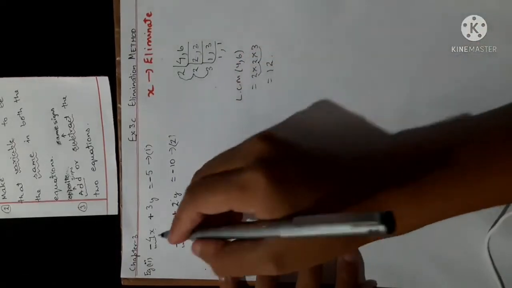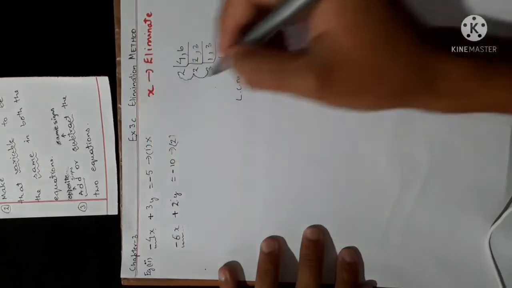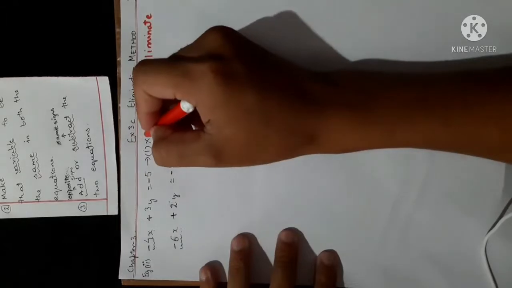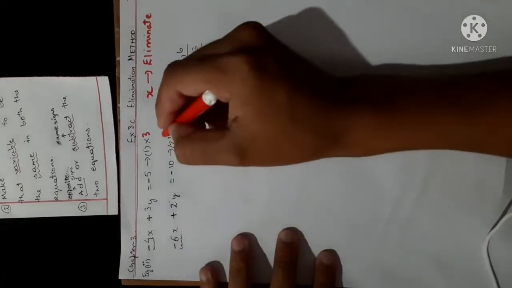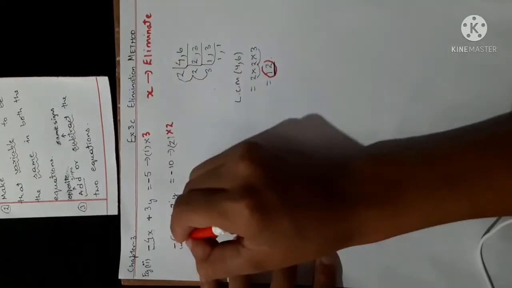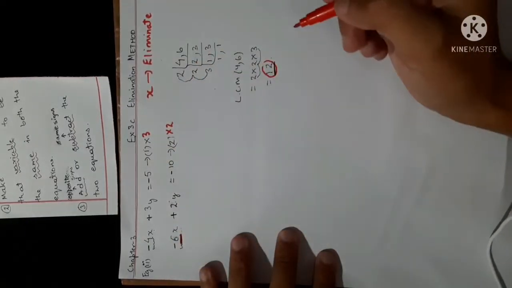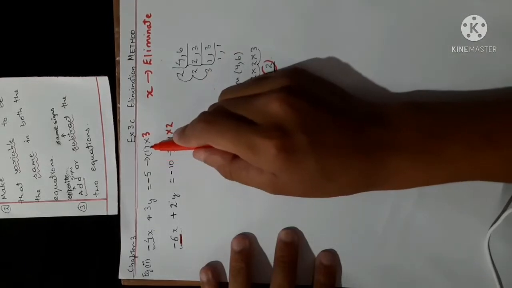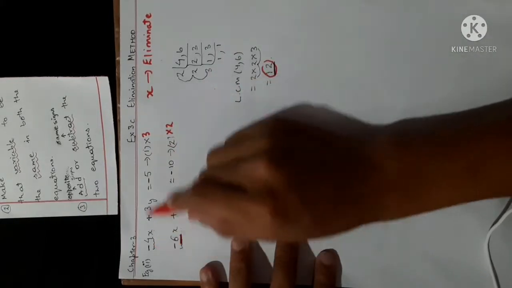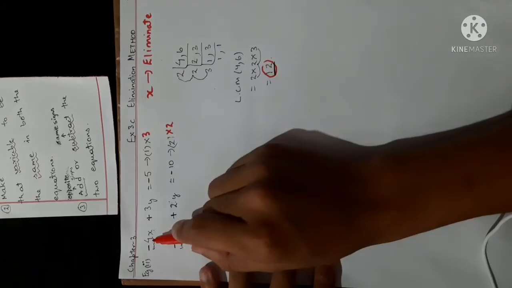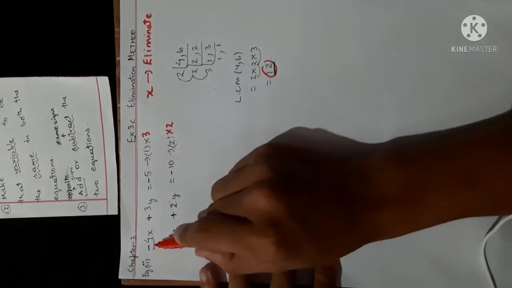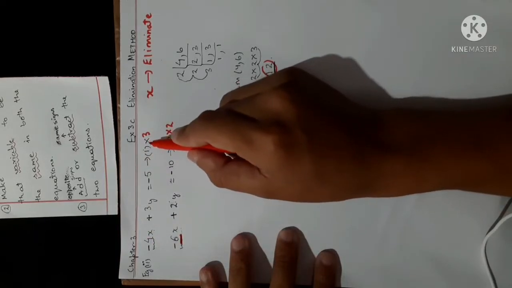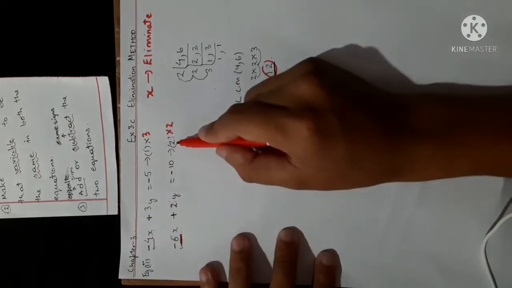Okay, so how do we do that? 4 multiply how much will we get 12? 4 multiply 3. And 6 multiply how much will we get 12? 6 multiply 2, we will get 12. So here we see that we have to multiply the equation 1 throughout by 3. We do not multiply only 3 with 4. We have to multiply throughout in order to balance it. So we have to multiply equation 1 by 3 and equation 2 by 2.